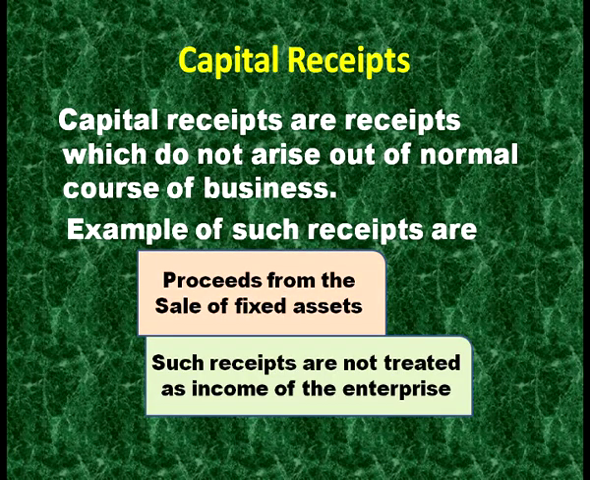Now, let us see about capital receipts. Capital receipts are receipts which do not arise out of the normal course of business. For example, proceeds from the sale of fixed assets. Such receipts are not treated as income of the enterprise. If you see the proceeds from the sale of fixed assets, we do not sell our assets again and again. Once in a while, when they need replacement or they have become obsolete, only then we sell such assets and some money is received. That kind of money which we receive once in a while is called a capital receipt.